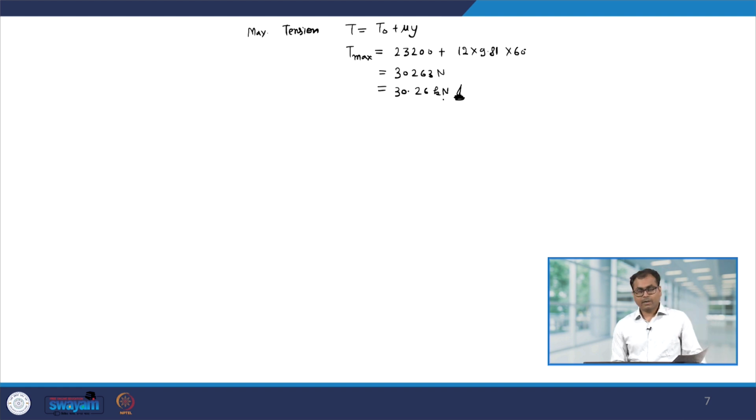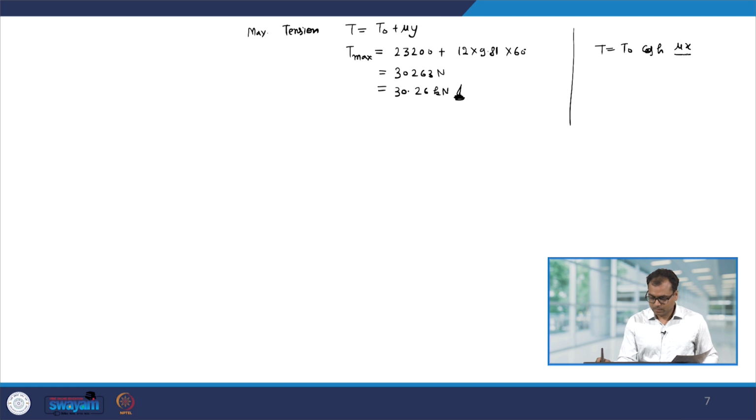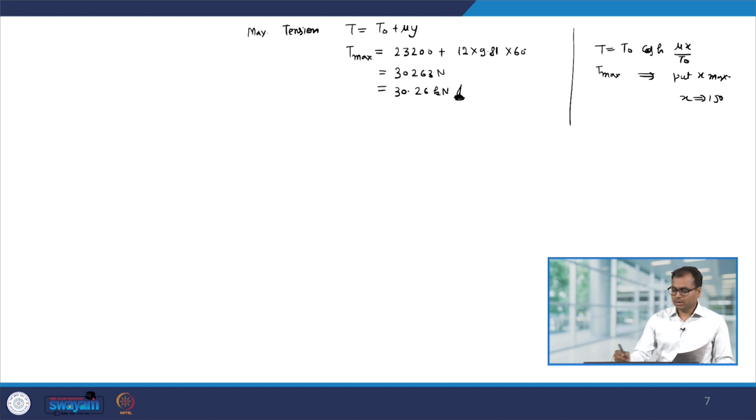Note that you can also find the tension by using T equal to T naught cos hyperbolic of (mu x over T naught), and here for T maximum you have to put x maximum, and the maximum value of x is 150. So, you can also find T max using this formula.